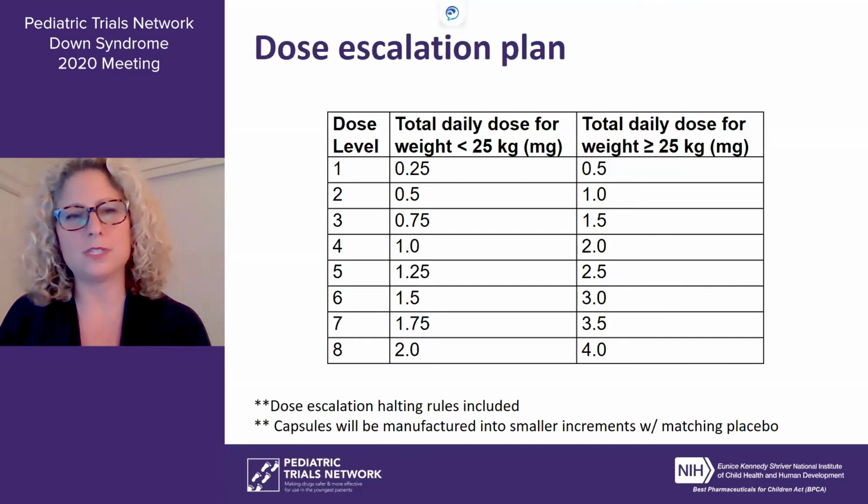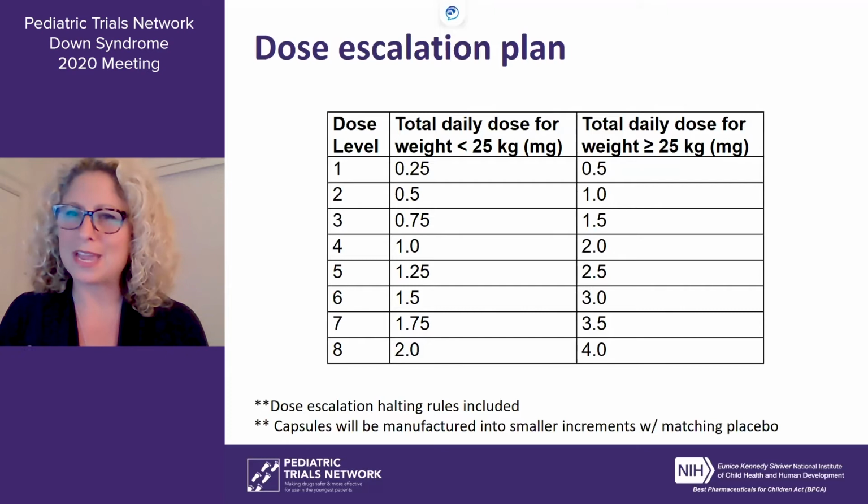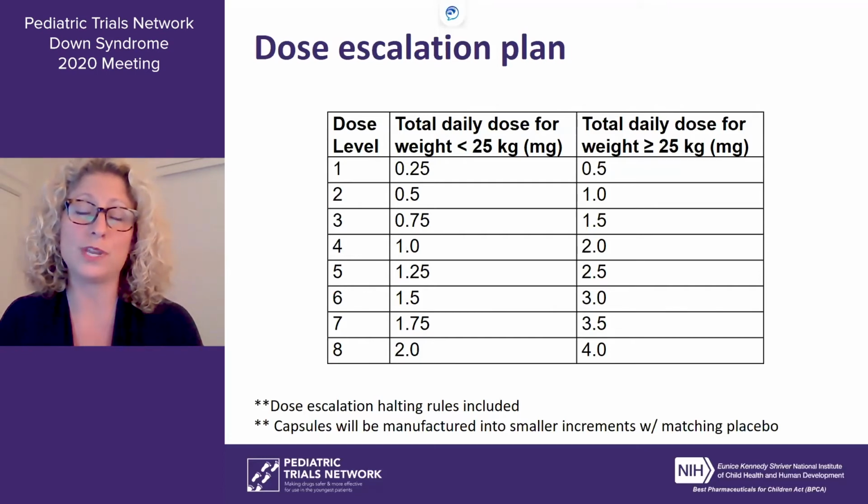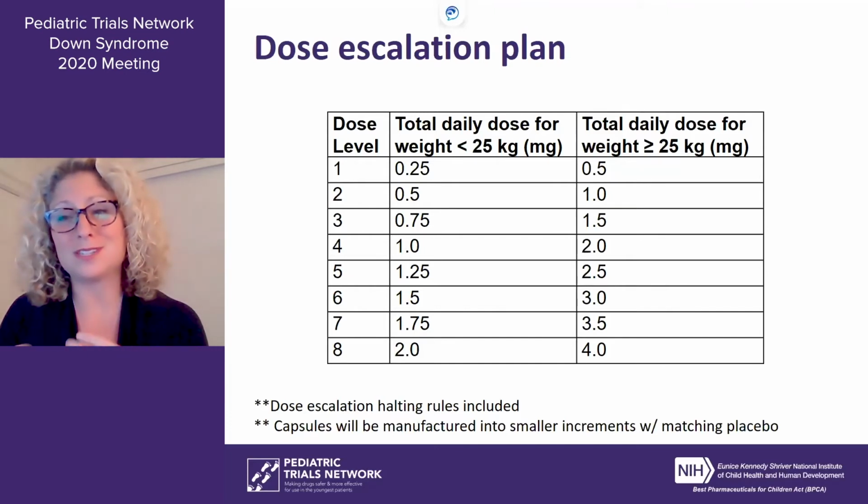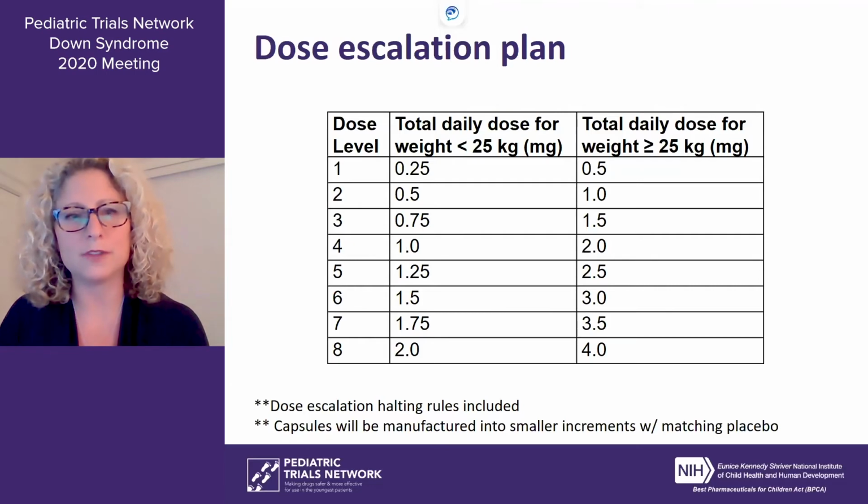So there are going to be some strict halting rules to help guide sites on the way to tweak those doses based on safety. We also, just so you know, because we're doing a placebo arm, we will be manufacturing capsules in smaller increments. So we will have 0.25 milligram capsules, 0.5 milligram capsules, and 1 milligram capsules. So we know exactly the dose that those patients are getting, which will allow the clinicians to actually tweak those doses very specifically should they need to.